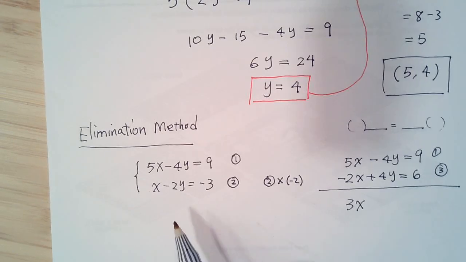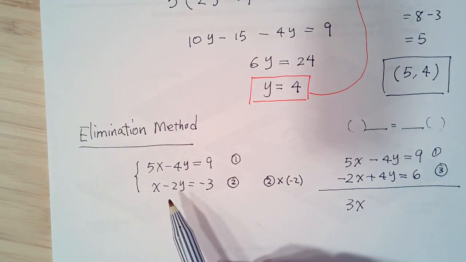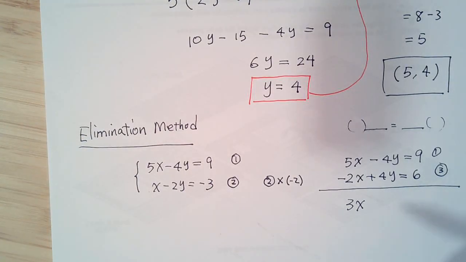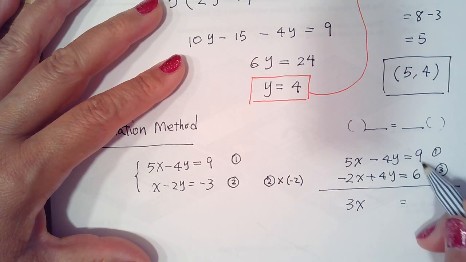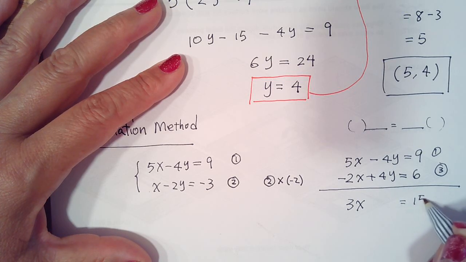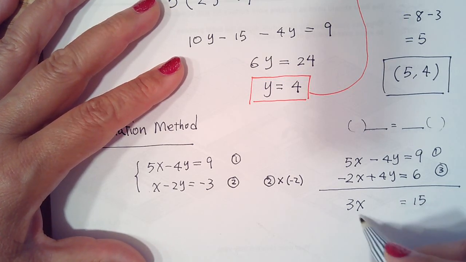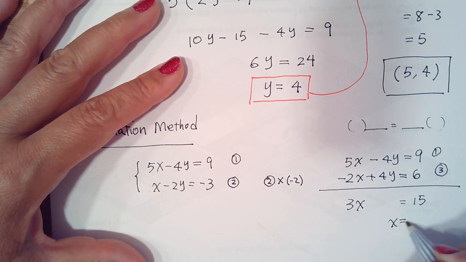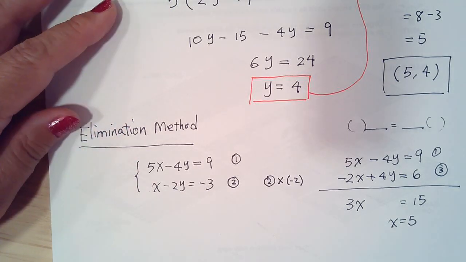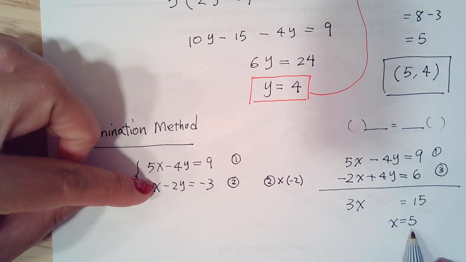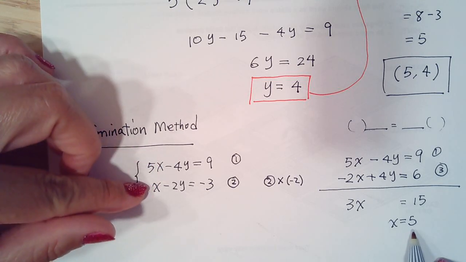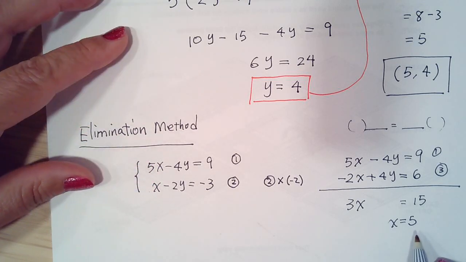Just by making the coefficient of y in both equations have the opposite sign, you add them up, you're eliminating it. So y is gone. And then 9 plus 6, which is 15. Do you have it? Yes. 3x equals 15, x equals 5. It's very easy. And when x equals 5, you can bring it back to any of the equations and solve it to get y.